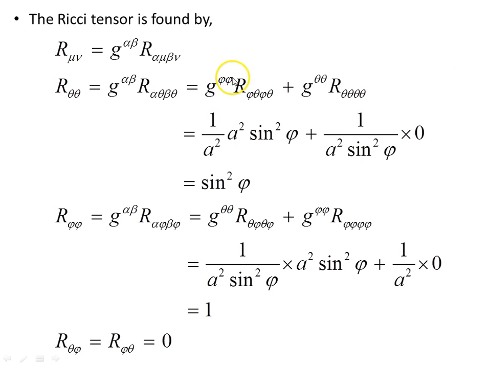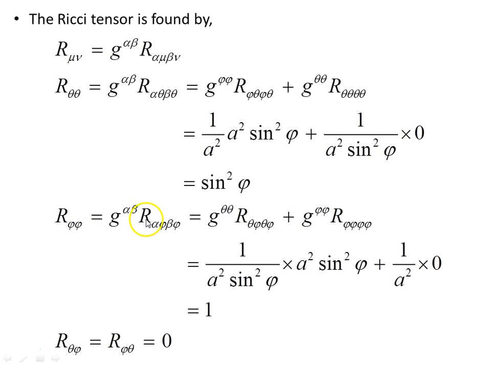Okay, well let's put that in. G phi phi, if we look back at the metric a few pages back, we'll see that g phi phi, where the phi are both in the contravariant position, was 1 over a squared. This object here, as we saw on the previous page, was a squared sine squared phi. This one here, g theta theta, is 1 over a squared sine squared phi, and this object, as we found, was 0. When we perform that operation, this bit disappears, the a squareds cancel out, and we're left with sine squared phi.